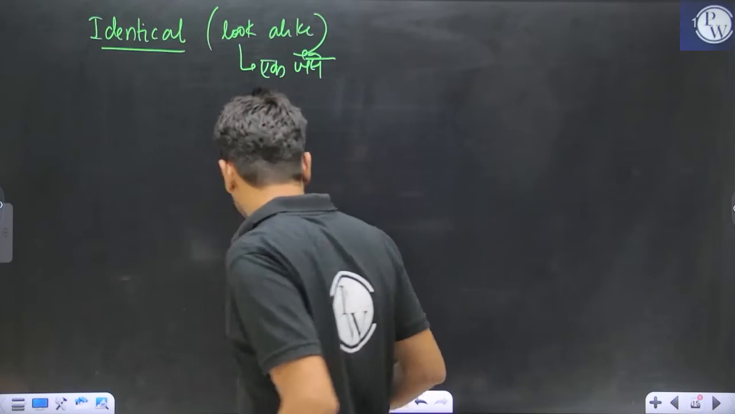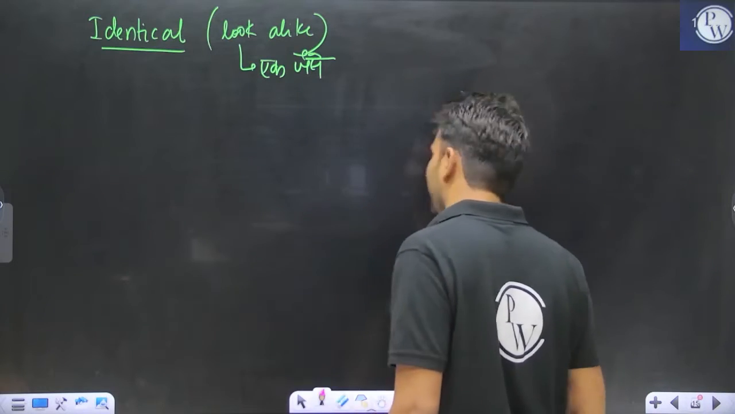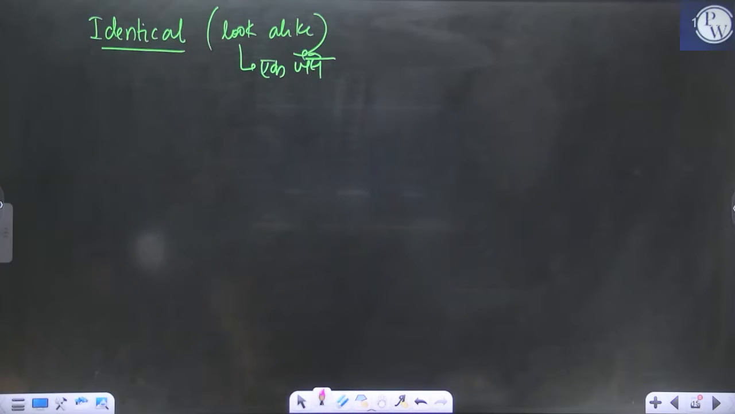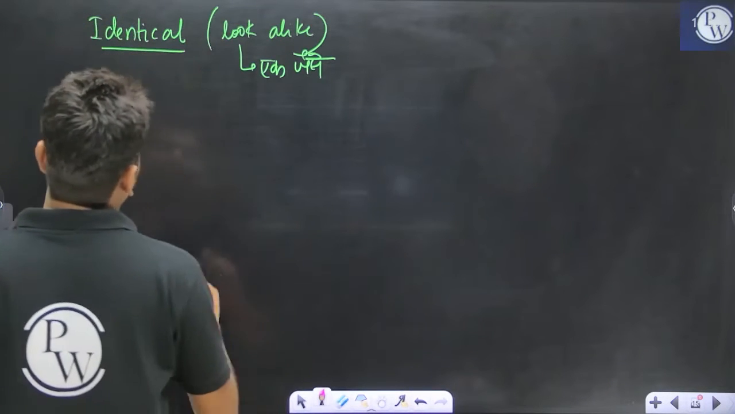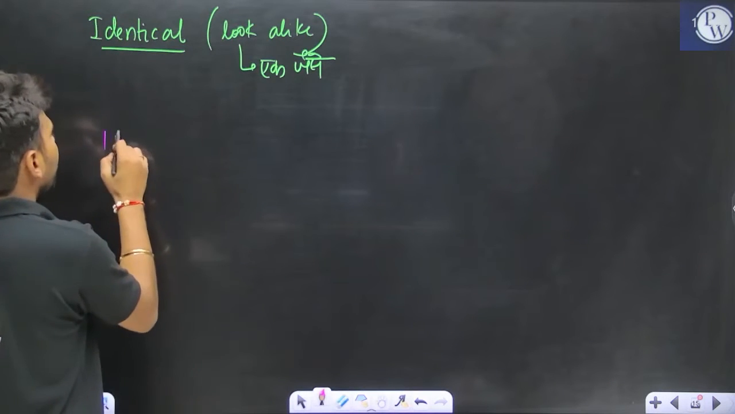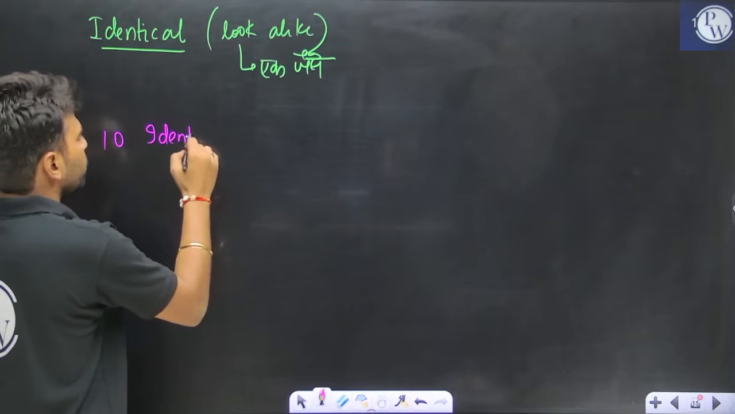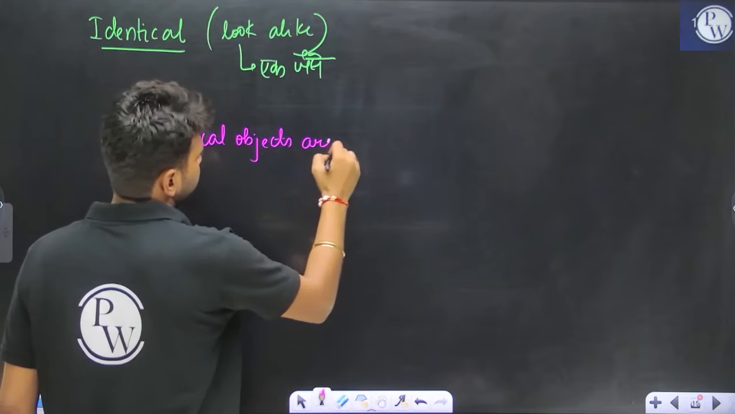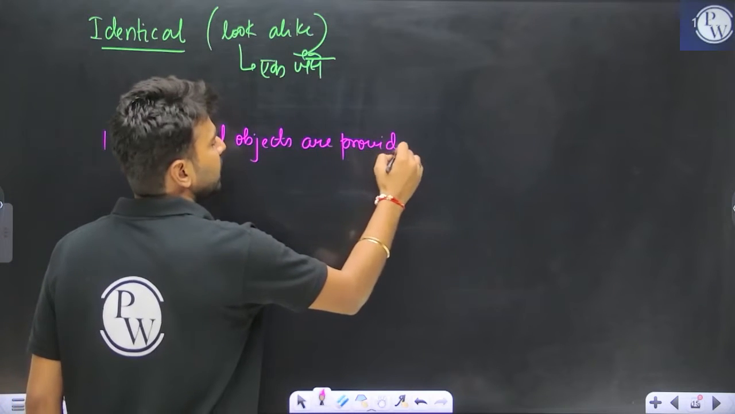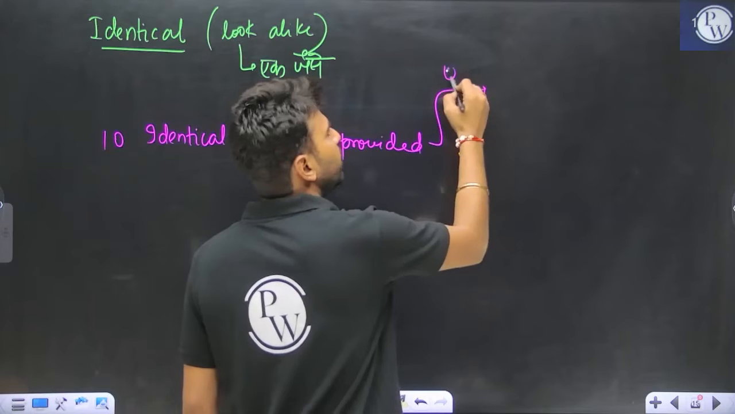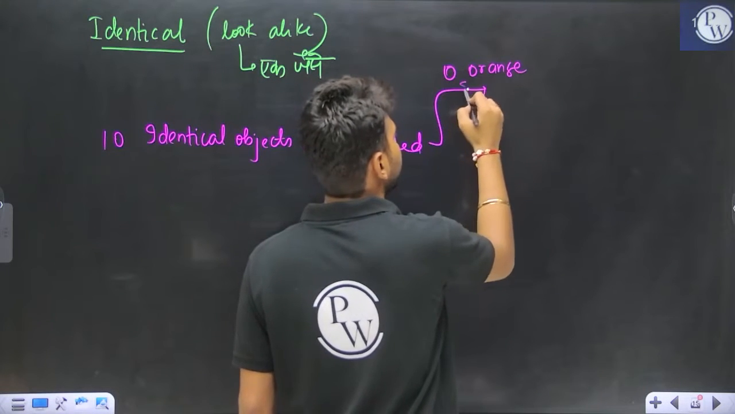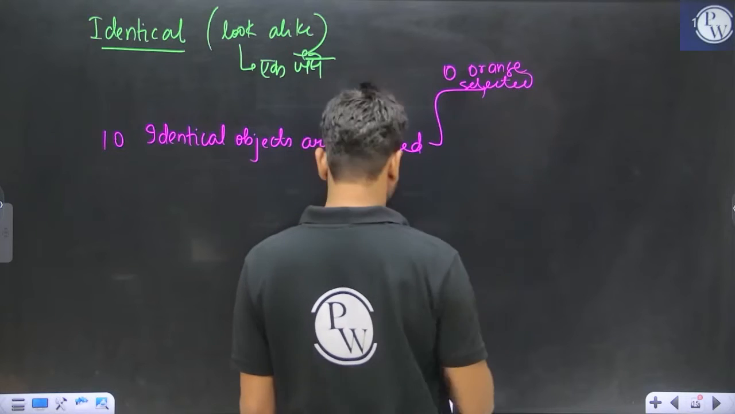So in the case of identical objects, the selection is going to be from a different thing, not from NCR. How are we going to talk about that? Let me tell you. 10 identical oranges are provided to you. 0 oranges need to be selected. In how many ways can you do that? There is only one way.